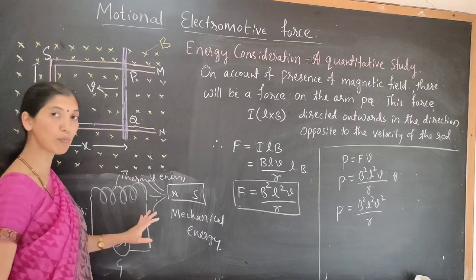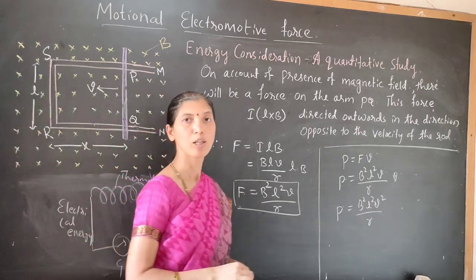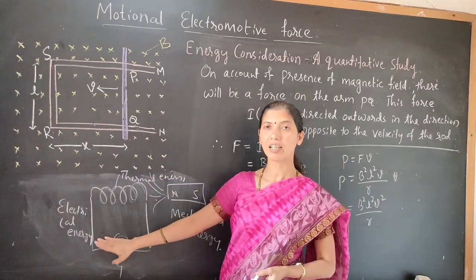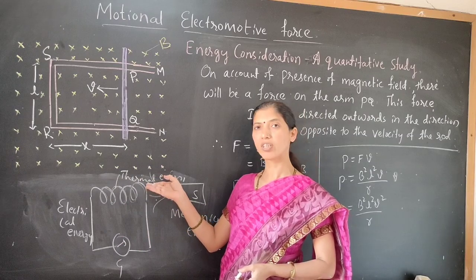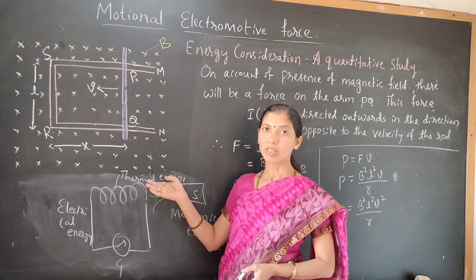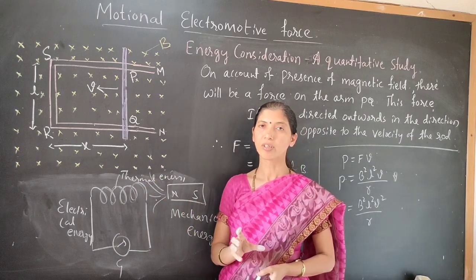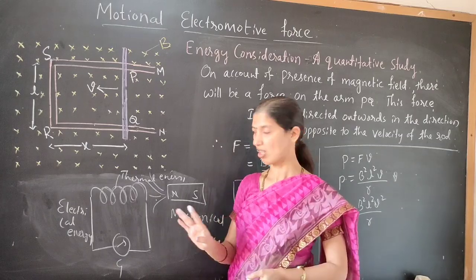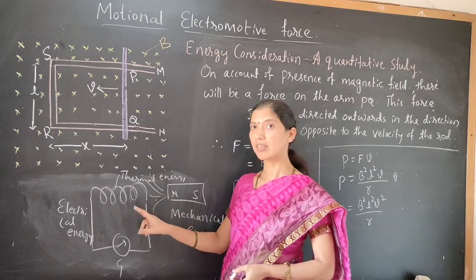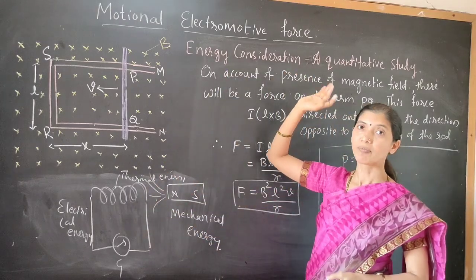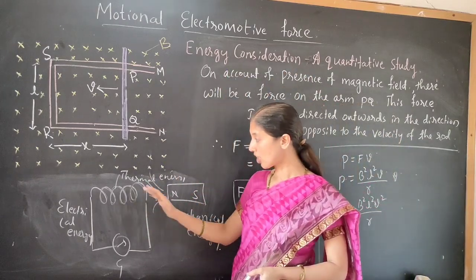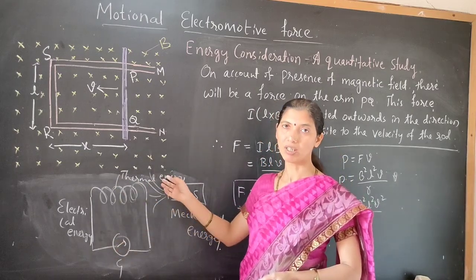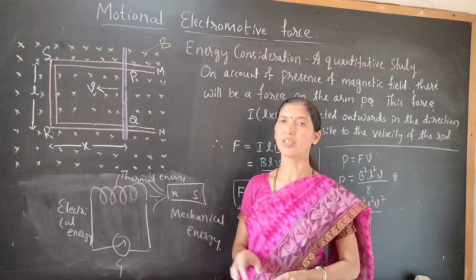Thermal energy. That means it clearly shows that mechanical energy is converted into electrical energy, and this electrical energy in turn is converted into thermal energy. So the energy is conserved. It is converted from one form to another form. It will not be lost. This is energy conservation. Energy is converted from mechanical to electrical and electrical to thermal, so there is no loss of energy.